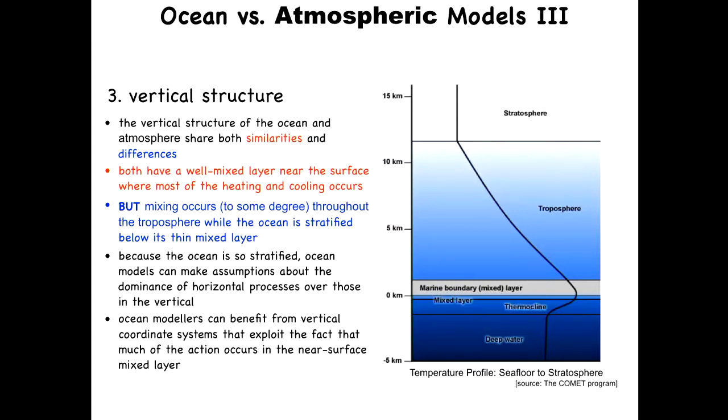And so in accounting for that, I often think of the ocean as being a series of layers stacked on top of each other of different density. Yeah? Is there a reason in this diagram you've got density increasing to the left, but not as much to the right?